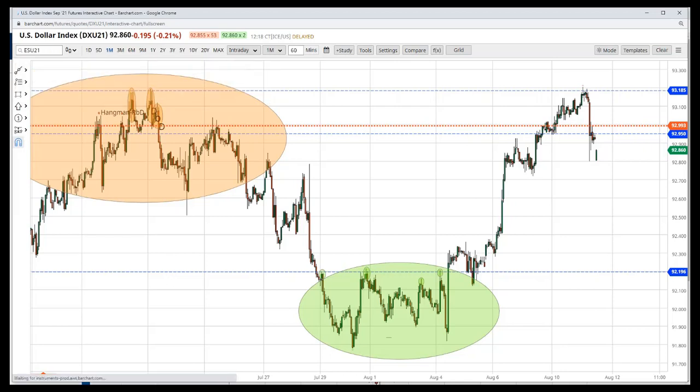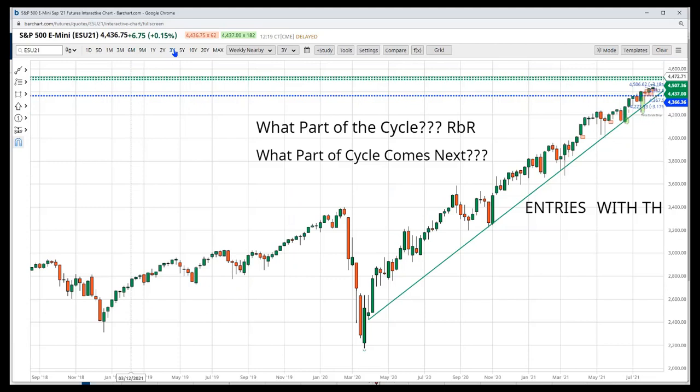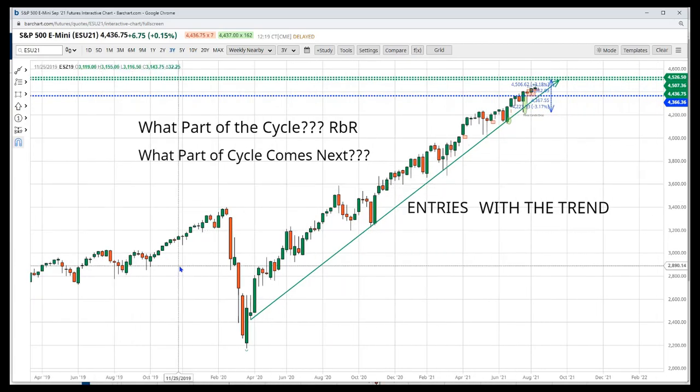And I picked the futures market because I really do believe that the futures markets give us a little better, easier way to look at candlesticks and candlestick patterns in this cycle of price. So again, I'm starting at the weekly, nearby weekly, 3-year chart. And again, it's really easy now that I've described this to you to kind of see this cycle of price, right?